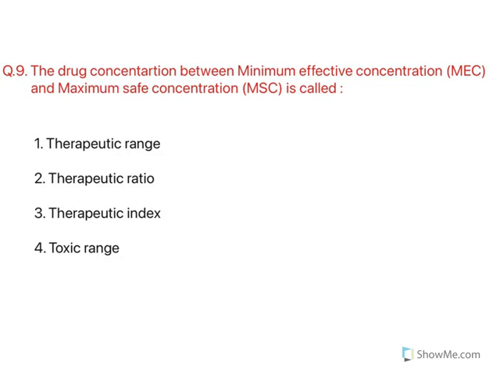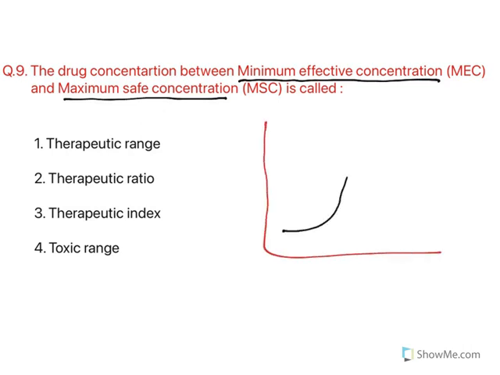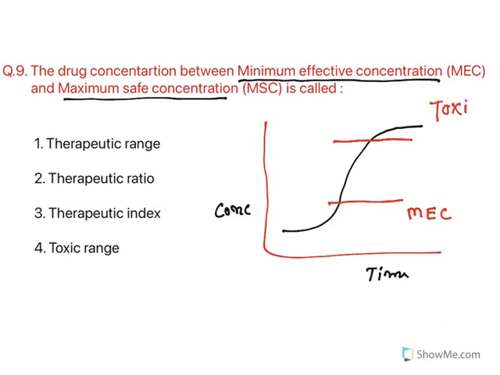Moving further, next one. The drug concentration between the minimum effective concentration and the maximum safe concentration is called. Now you need to understand the dose response curve. Usually the dose response curve will be like this. This is concentration, this is the time scale. You need a certain amount of drug concentration in the blood to show therapeutic activity, and that minimum concentration is known as the minimum effective concentration. Again, there is a ceiling concentration after which it results in toxicity. So this is called the maximum safe concentration.